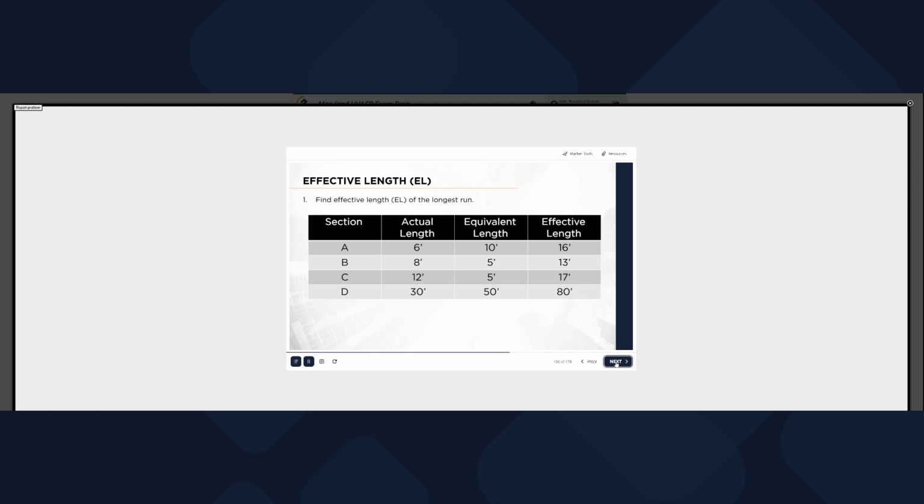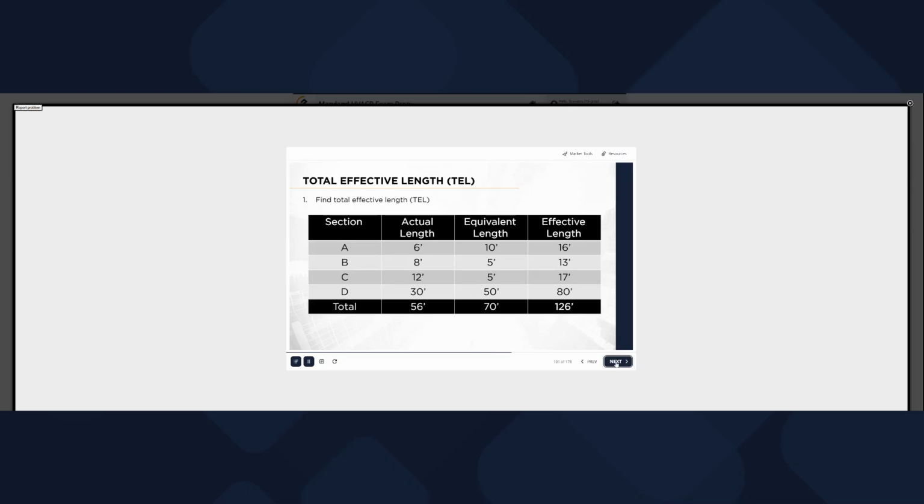Now that we have the actual and equivalent lengths, we can find the effective lengths by adding the actual length to the equivalent length. Section A effective length is 16 feet because 6 plus 10 equals 16. Section B effective length is 13 feet because 8 plus 5 equals 13. Section C effective length is 17 feet because 12 plus 5 equals 17. Section D effective length is 80 feet because 30 plus 50 equals 80.